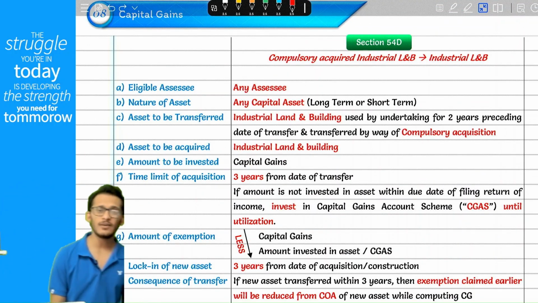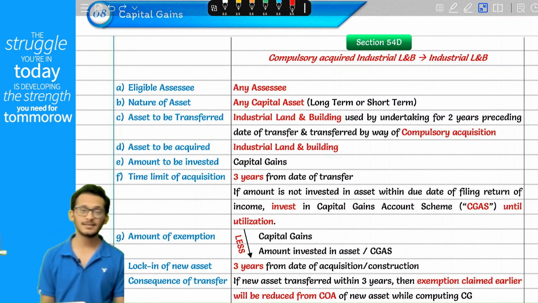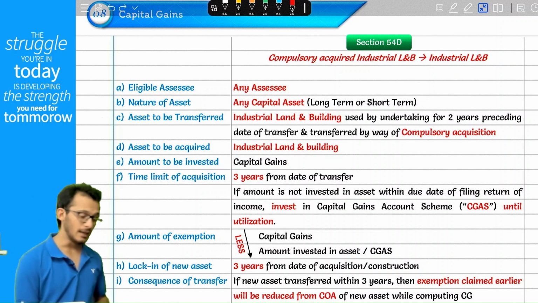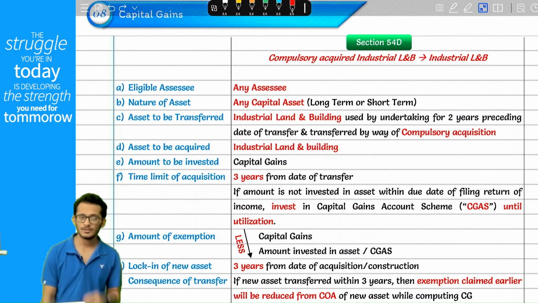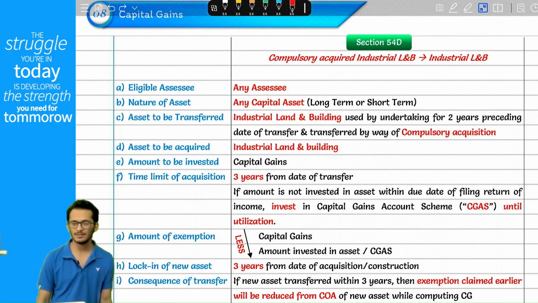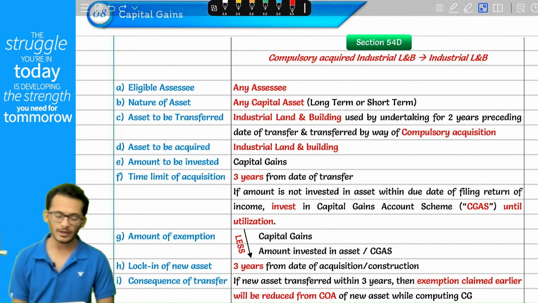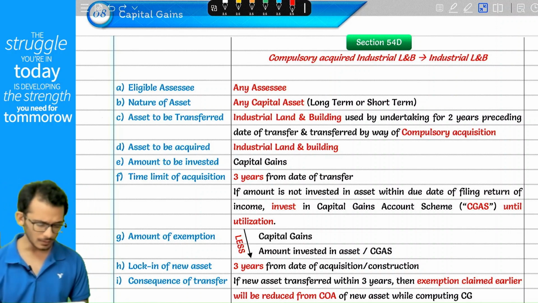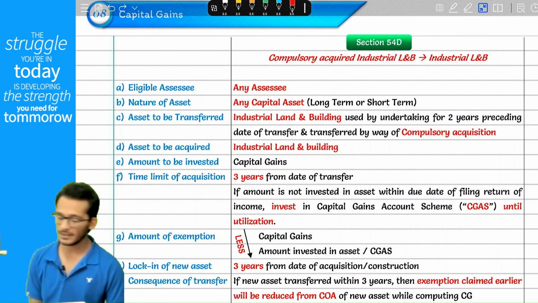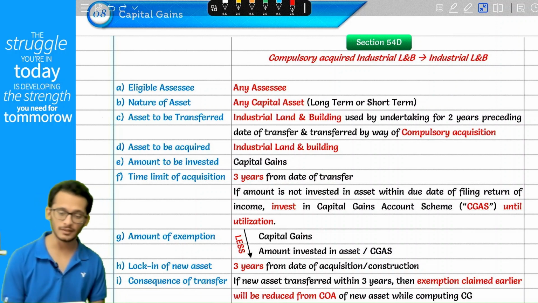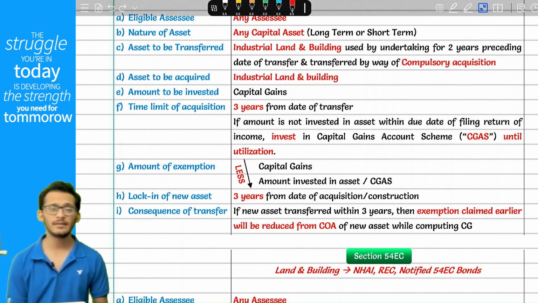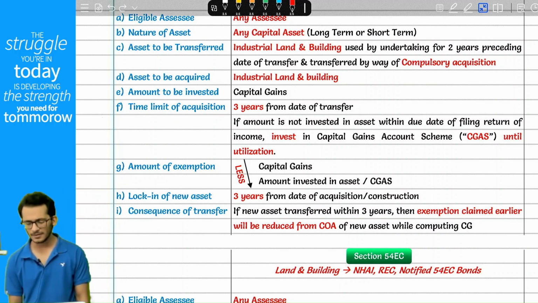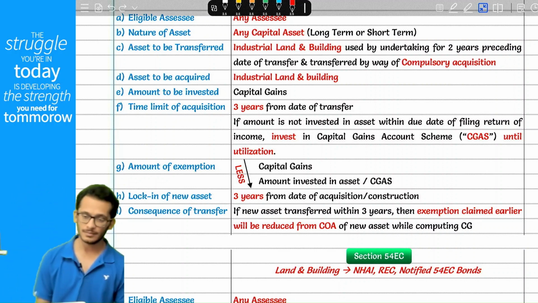54D says, if the government is going to compulsorily acquire your land and building which is industrial in nature, and then you are going to purchase another industrial land and building, then the land and building which was acquired will be eligible for exemption, provided it is any asset, long term or short term. You should acquire the new asset within a period of 3 years. You should invest your capital gains for the purpose of exemption here, and you should hold the asset for a period of 3 years. Since the assets are the same, the exemption which you claimed earlier will be reduced from the cost of acquisition in case the transfer happens within 3 years.